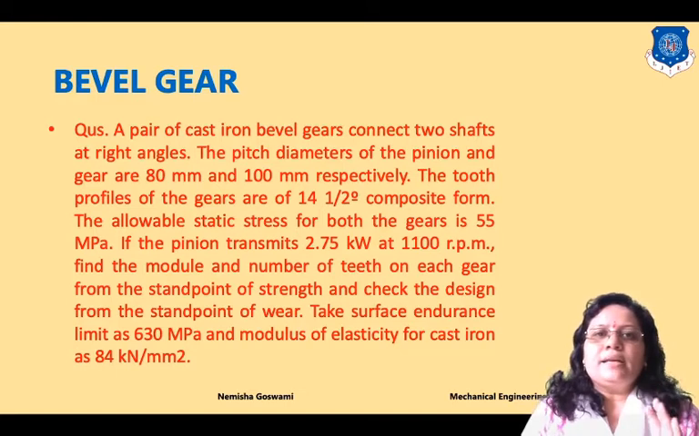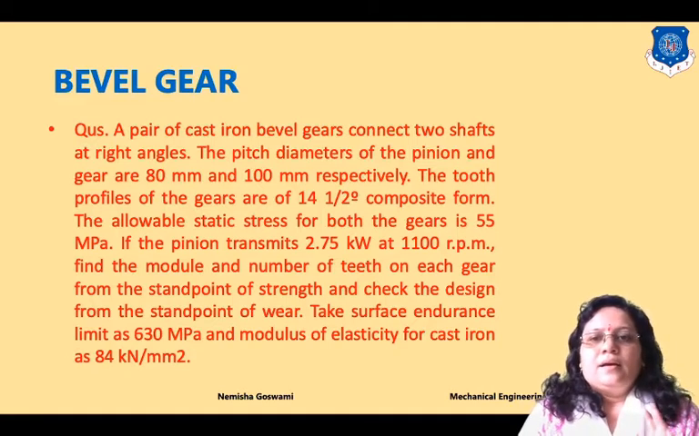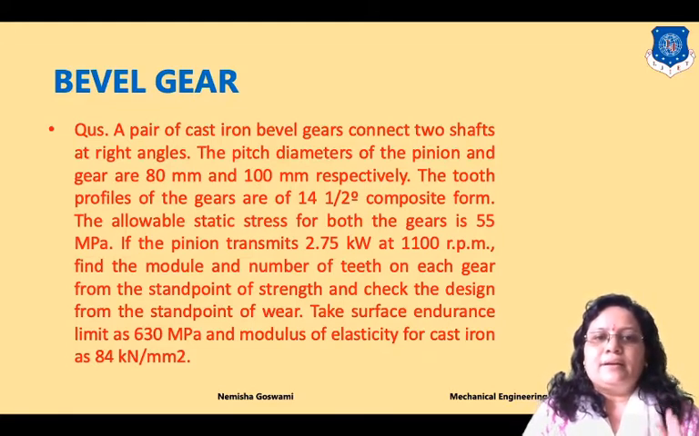So what is the 14.5 degree? This indicates that this is your pressure angle. So the pressure angle is given as 14.5 composite form, right? The allowable static stress for both the gears is 55 megapascal. If the pinion transmits 2.75 kilowatt at 1100 rpm, means what is the power capacity given? 2.75 kilowatt, right? And rpm for pinion is given as 1100 rpm.